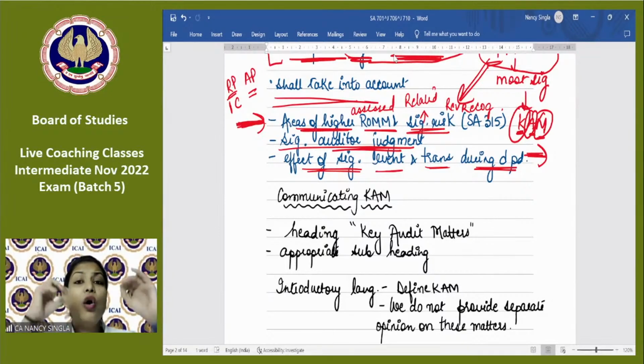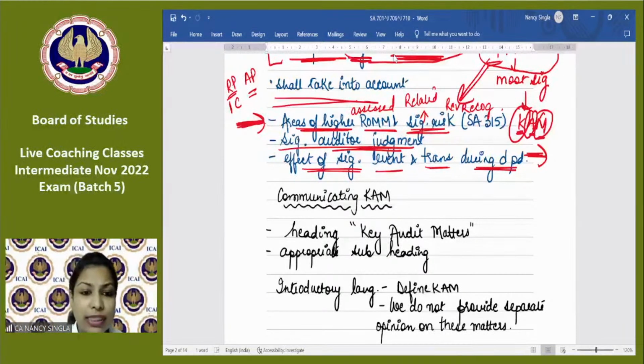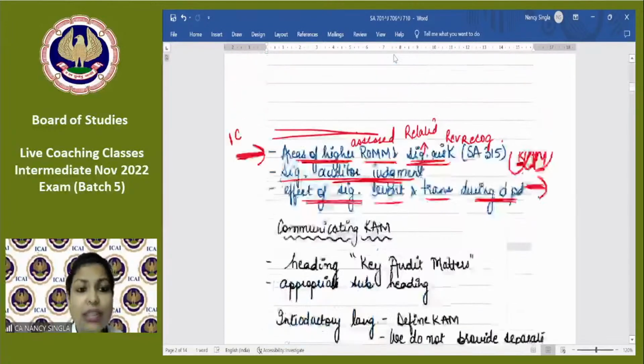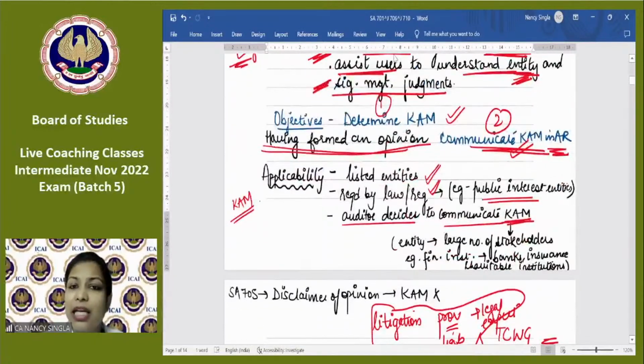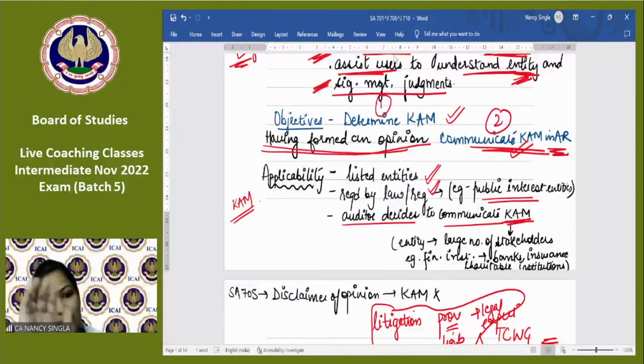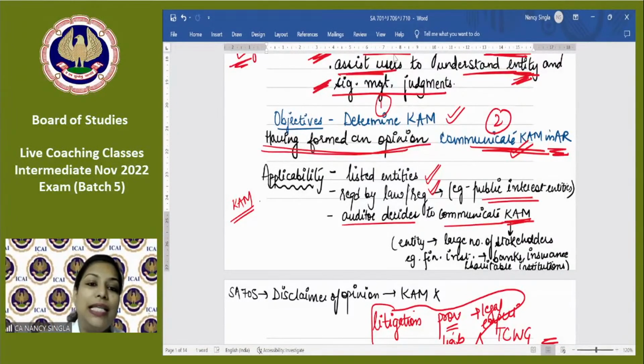Now look at what all the auditor reports. Here we saw determining. How to determine: from the matters discussed with those charged with governance, the matters that drew significant auditor's attention, and the auditor shall take into account areas of higher assessed risk of material misstatement and significant risk, significant auditor's judgment which involved significant management judgment, and the effect of significant events and transactions during the period under audit. Clear. Now, how to communicate.